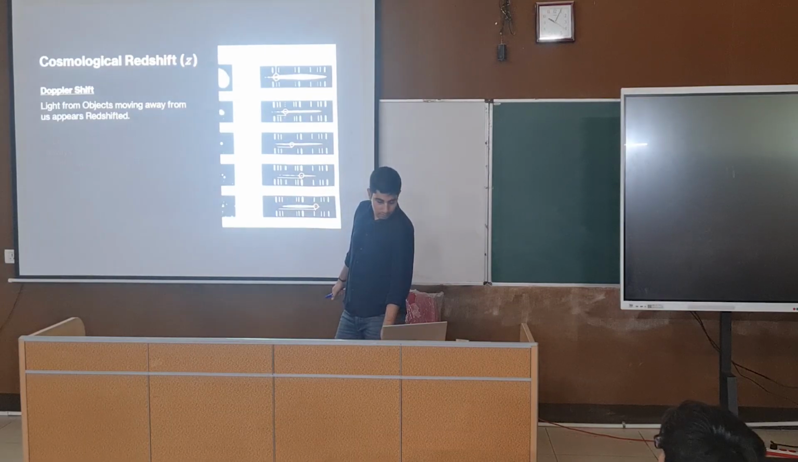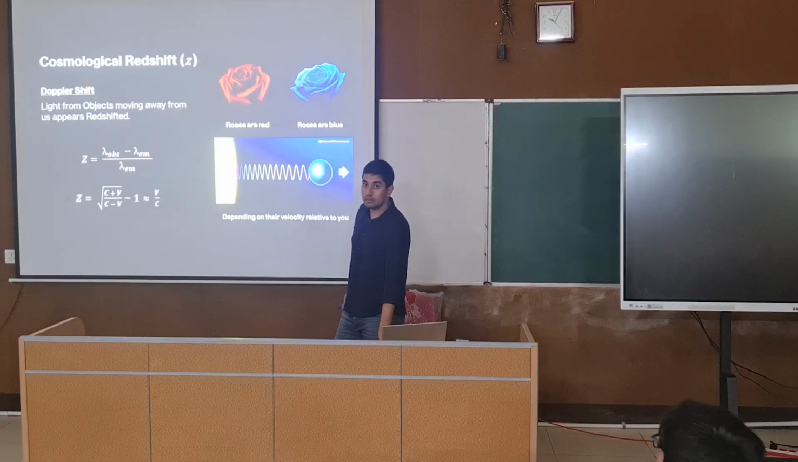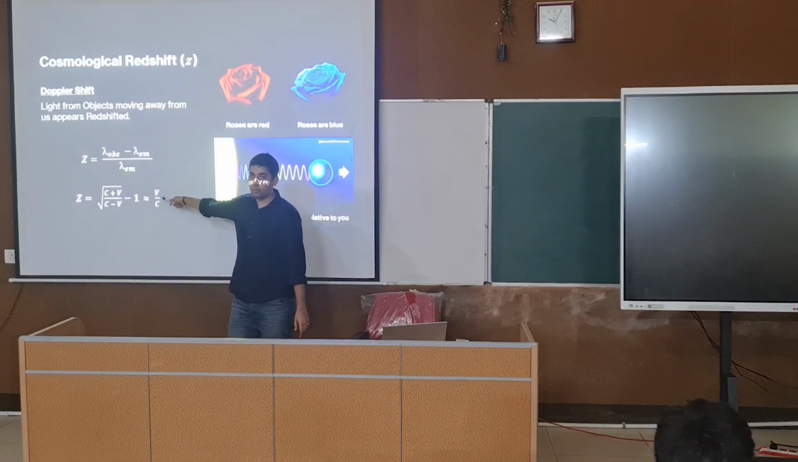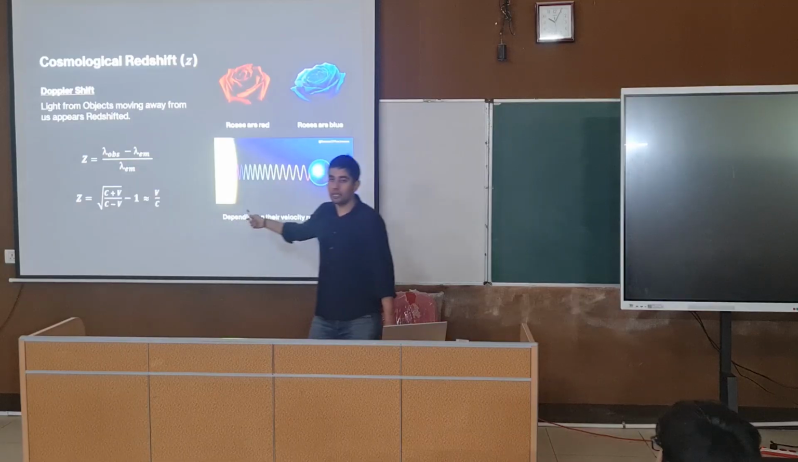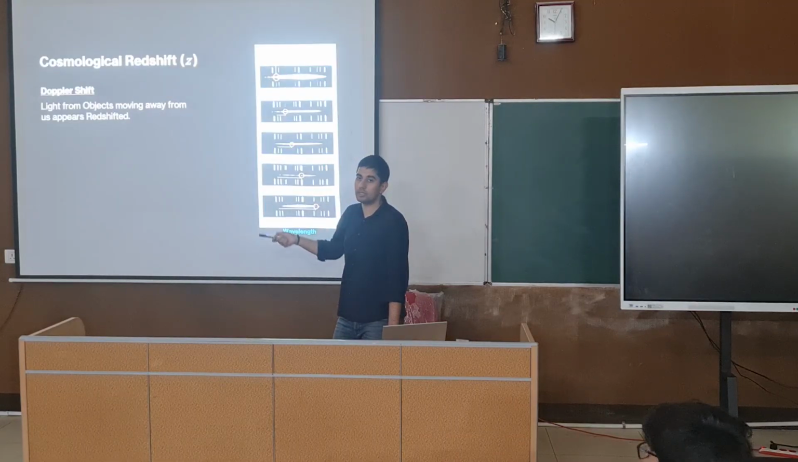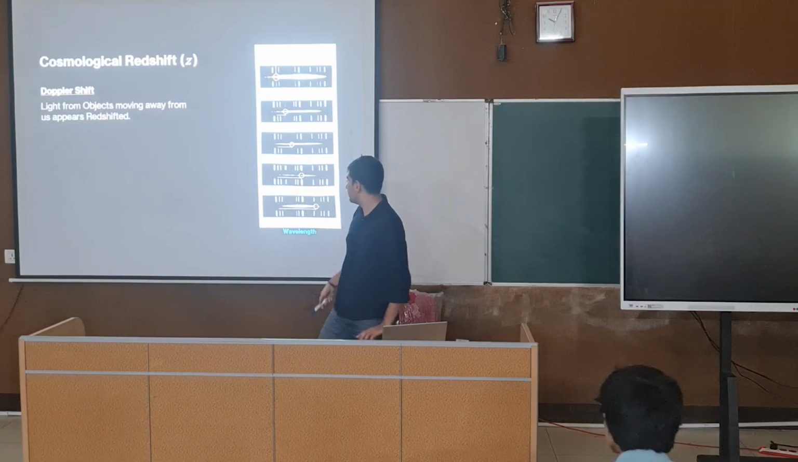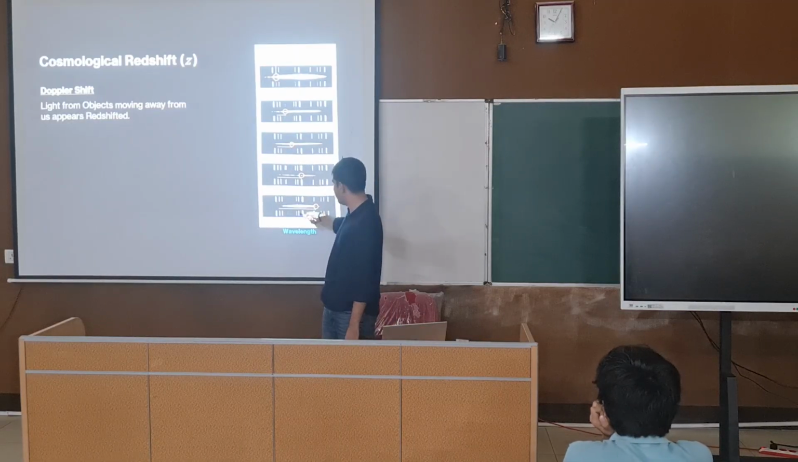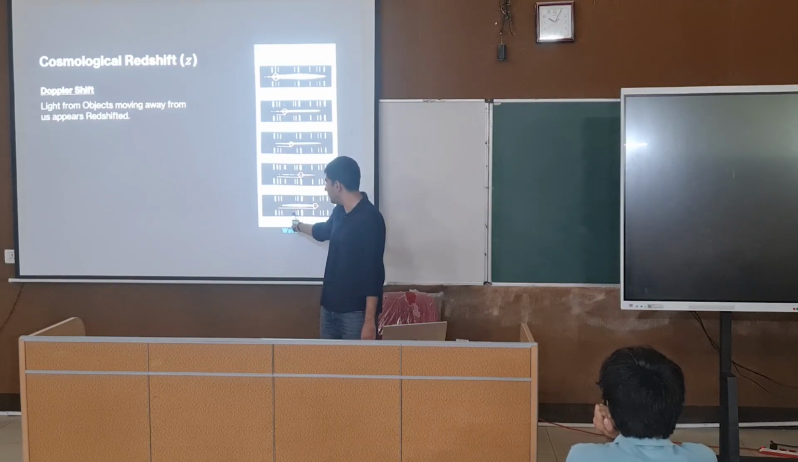So, remember this formula? Here you have the redshift directly proportional to v by c. So from here you can directly calculate the velocity if you know the redshift. If you have the spectra, from there you calculate redshift, and from there you calculate velocity.